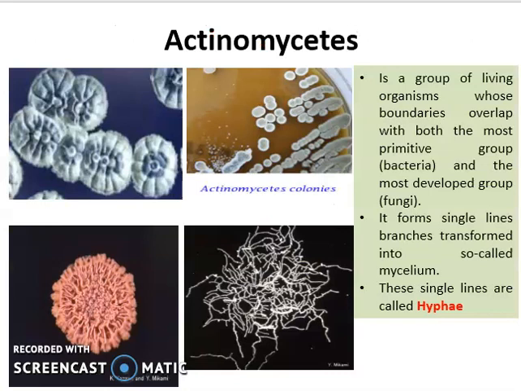The second type of microorganism is actinomycetes. Actinomycetes are a group of living organisms. This photo shows some types of actinomycetes on soils. Actinomycetes are a group whose boundaries overlap with both the most primitive group, bacteria, and the most developed group, like fungi. Actinomycetes have mycelium, sometimes called hyphae. Actinomycetes and fungi have hyphae.